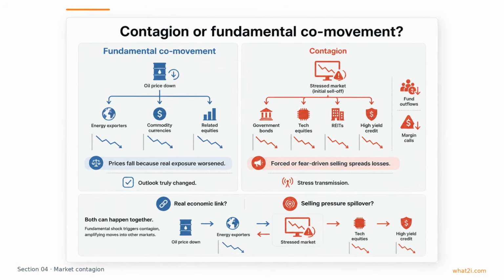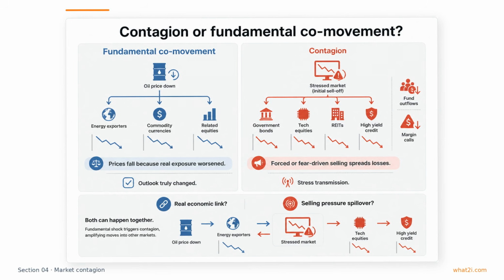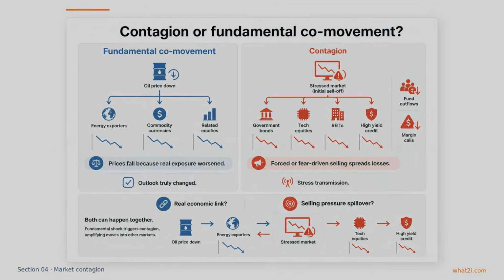Not every broad sell-off is contagion, and that distinction matters. Sometimes assets fall together because they share real economic exposure to the same shock. For example, if oil prices collapse, energy exporters, commodity currencies, and related equities may all weaken for understandable fundamental reasons. Contagion, by contrast, reflects stress spreading through forced selling, fear, or funding pressure into assets that are less directly linked. In practice, both forces can appear at the same time. The key question is whether the broader move is mainly telling you that fundamentals worsened or that the market is transmitting stress beyond those fundamentals.